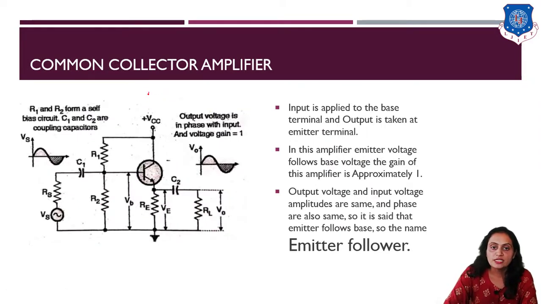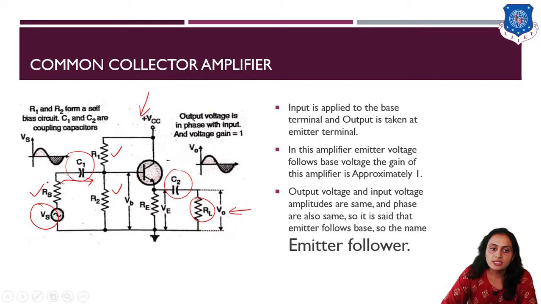The common collector amplifier circuit diagram is shown over here. You can see the collector is common between input and output. The input, that is Vs, we are applying to the base, and this is a coupling capacitor, and the output we are taking from the emitter. So the collector terminal is common between input and output. C2 is the coupling capacitor we have connected to the output, and this is the VO. This RL connected is the load. R1 and R2 provide the voltage divider bias. RS is the source resistance. So input is applied to the base terminal, and output is taken at the emitter terminal.